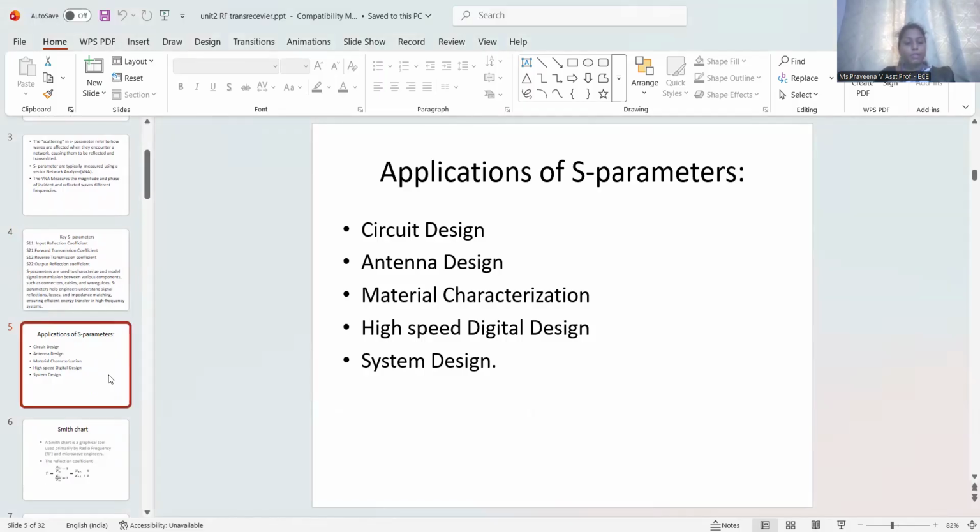Let us see the applications of S parameters. Amplifier design, antenna design, filter characterization, high speed digital design, system design. These are the applications of S parameters. System design is where S parameters are used to optimize the performance of amplifiers, filters, and antennas in order to work together. Amplifier design is, for example, in a smartphone RF amplifier, the S parameters are used to measure the gain and impedance match. These are the applications.